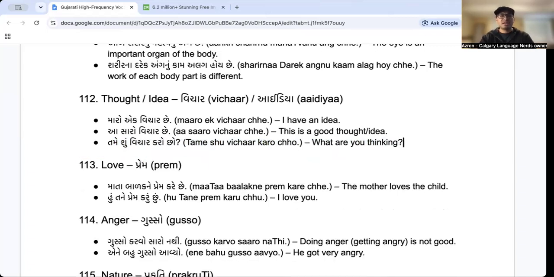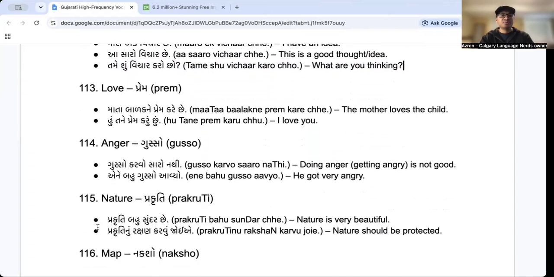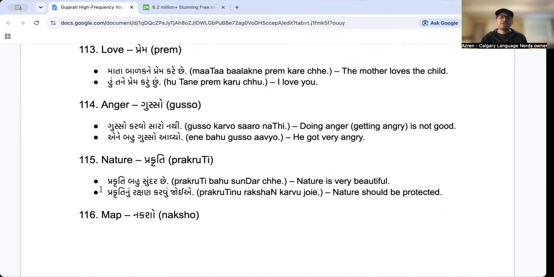Okay, next one here. The word for love is prem. Mata barakne prem kare che. The mother loves her child. Hu tane prem karu chu. I love you. The word for anger is gusso. Gusso karvo saro nathi. Doing anger, or getting angry, is not good. Ene bahu gusso avyo. એને બહુ ગુસ્સો આવ્યો. He got very angry.